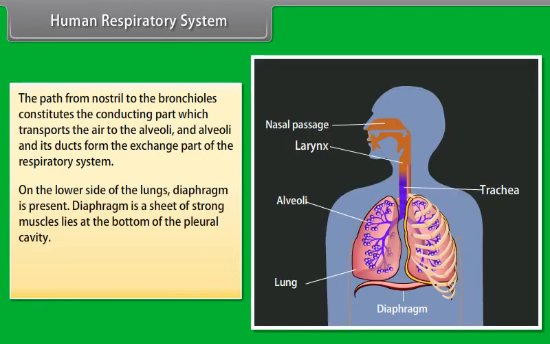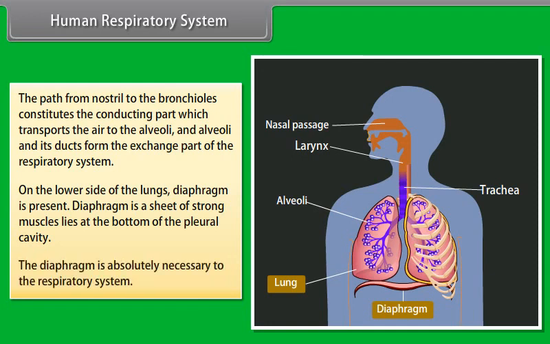On the lower side of the lungs, the diaphragm is present. The diaphragm is a sheet of strong muscles that lies at the bottom of the pleural cavity. The diaphragm is absolutely necessary to the respiratory system.